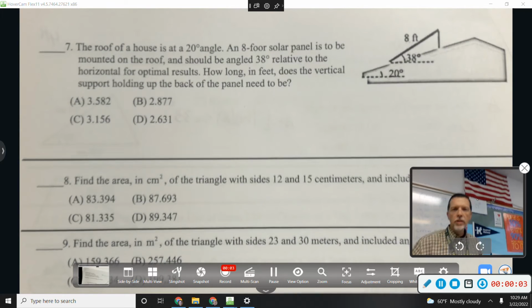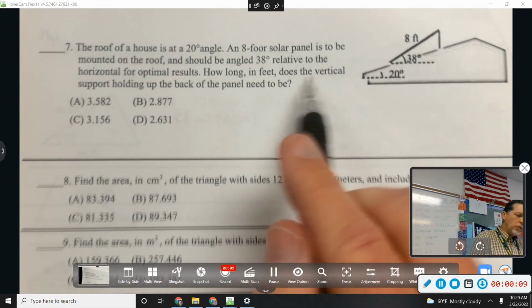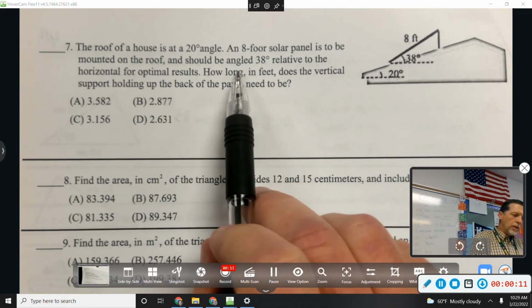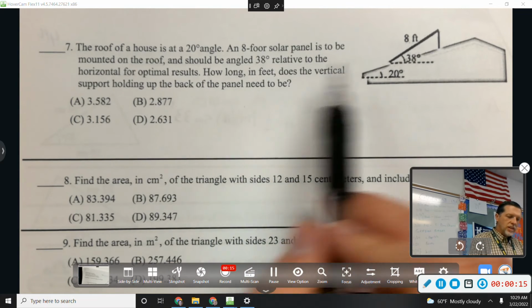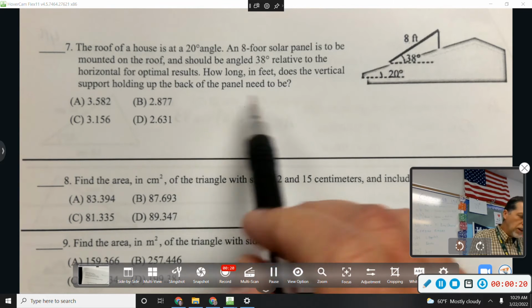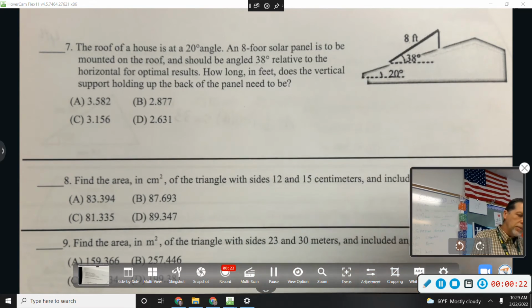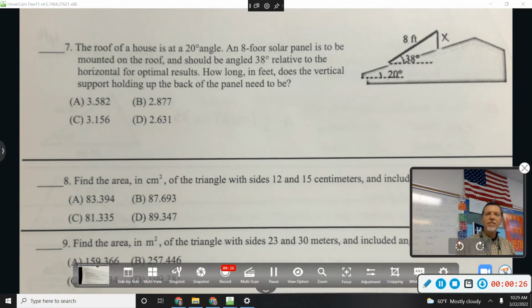This is kind of a weird looking deal. The roof of a house is at a 20-degree angle. An 8-foot solar panel is to be mounted on the roof and should be angled 38 degrees relative to the horizontal for optimal results. So, how long in feet does the vertical support holding up the back of the panel need to be? So, that distance right there is what it's asking for, the vertical support holding up the panel.